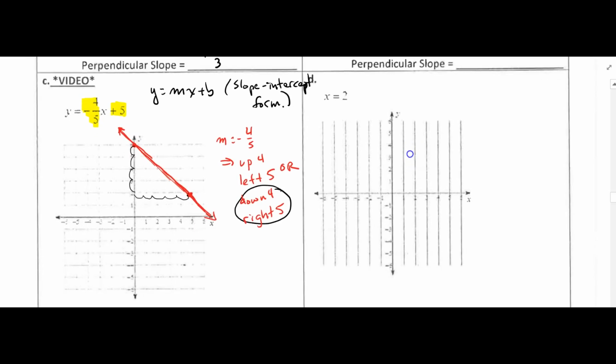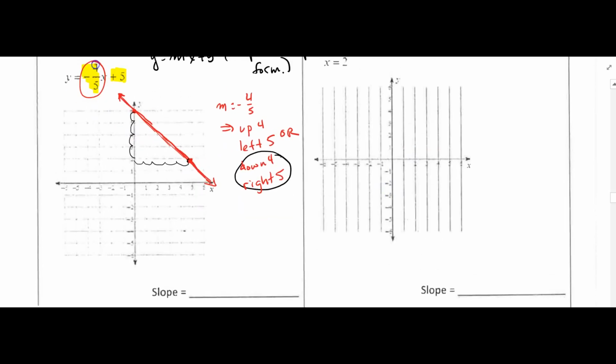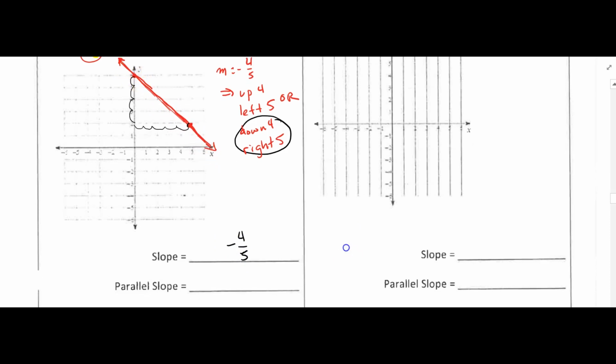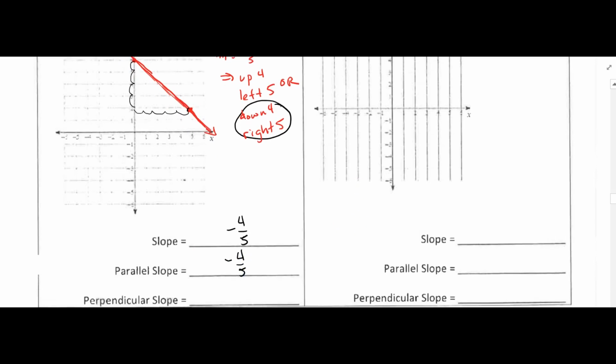Alright, and then we figured out that the slope, we figured that out right from the equation. That's -4/5. So my slope is -4/5. Any line that's parallel to this has to have the same slope. So the parallel slope is going to be -4/5. And then any line that's perpendicular to it is going to be the opposite. So it's going to be positive, and the reciprocal 5/4.